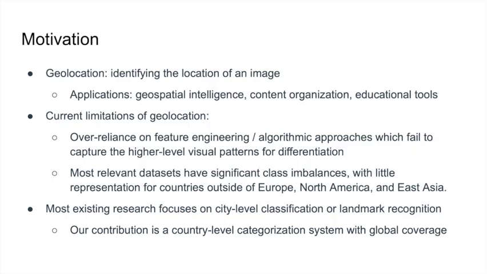A lot of automated systems that seek to perform geolocation have an over-reliance on feature engineering or complex algorithmic approaches, which fail to capture a lot of the higher level visual patterns for differentiation. And a lot of the relevant datasets for geolocation are significantly imbalanced in terms of their classes. There's a lot of representation for countries in Europe, North America, and East Asia, but little representation elsewhere.